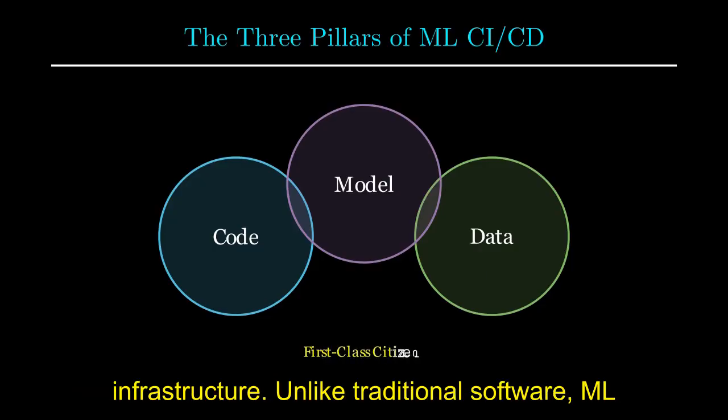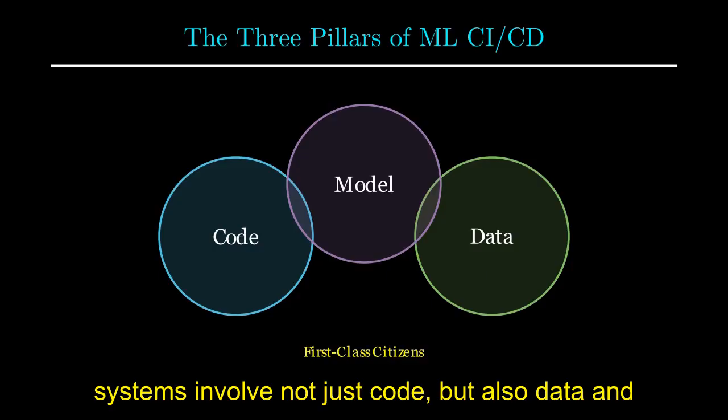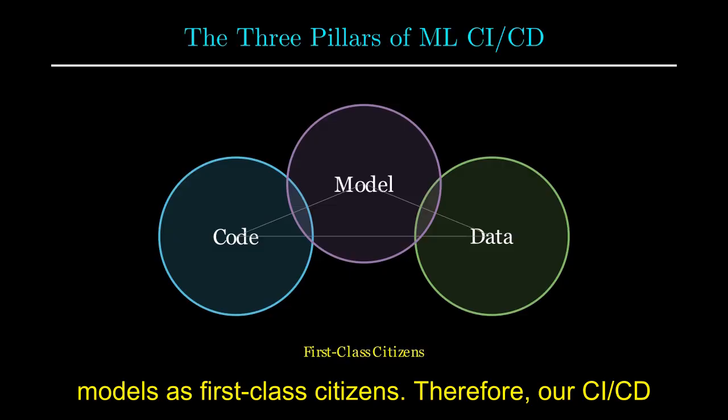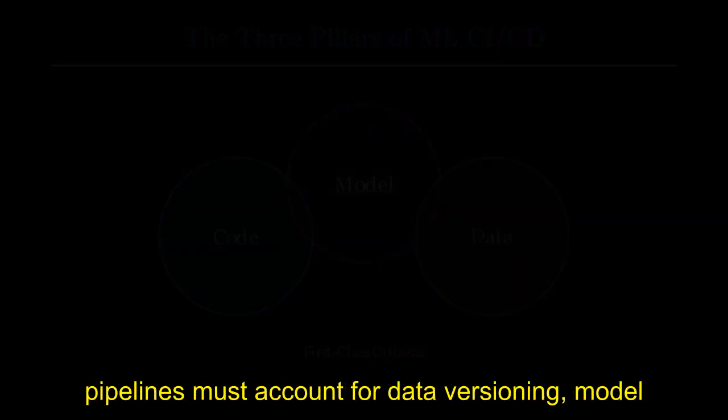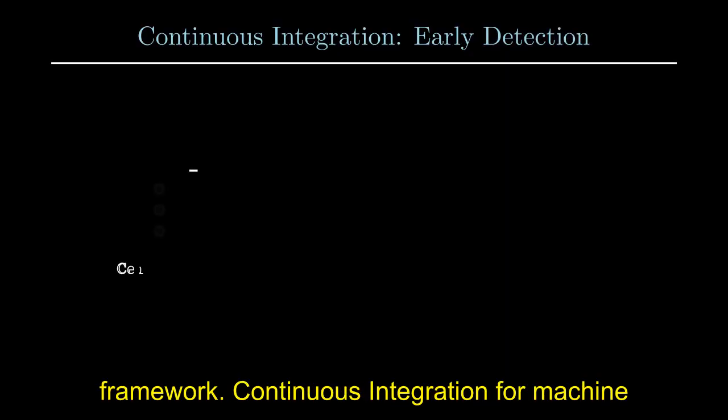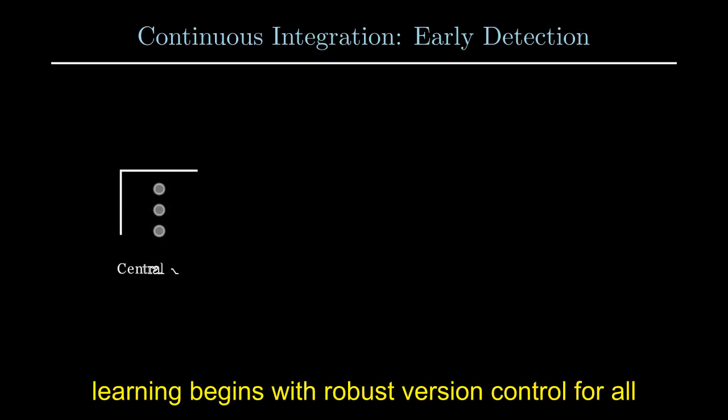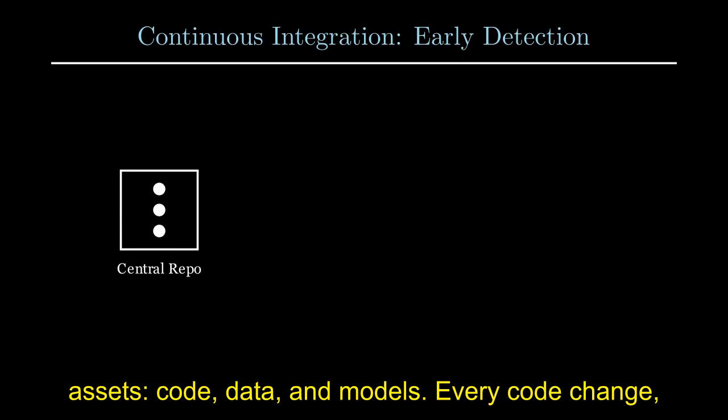Unlike traditional software, ML systems involve not just code, but also data and models as first-class citizens. Therefore, our CI/CD pipelines must account for data versioning, model retraining, and performance monitoring, integrating these elements seamlessly into the automation framework. Continuous integration for machine learning begins with robust version control for all assets: code, data, and models.